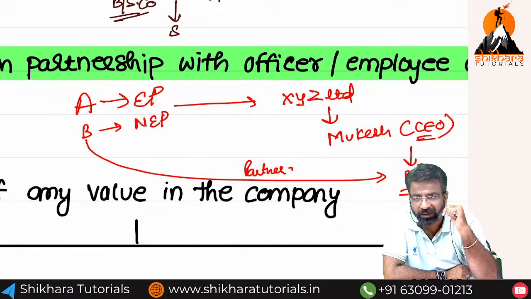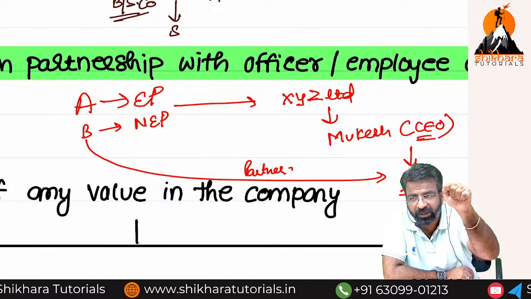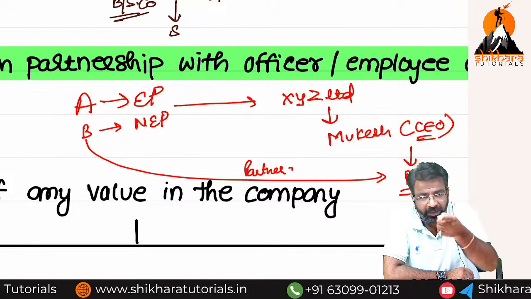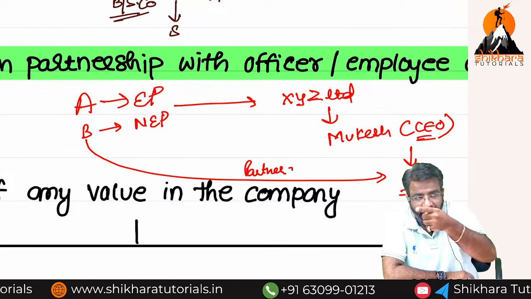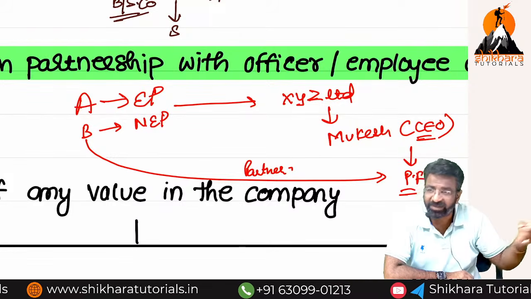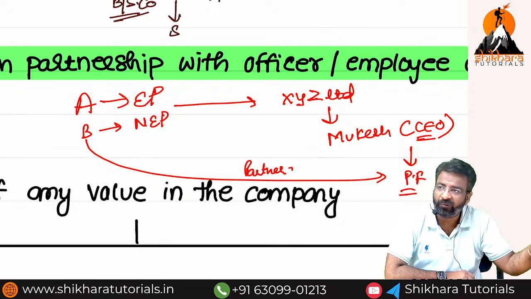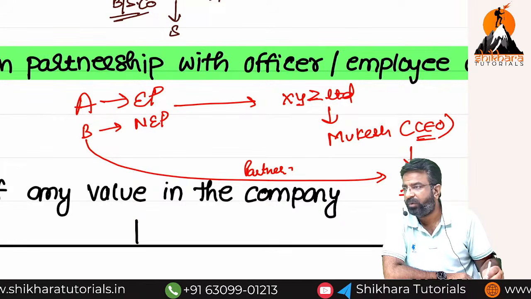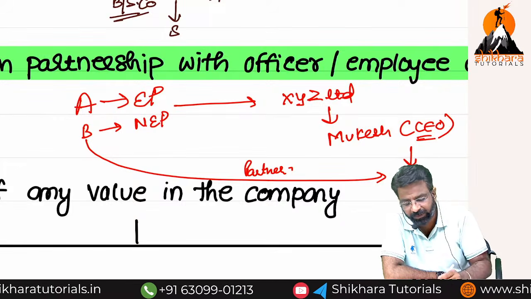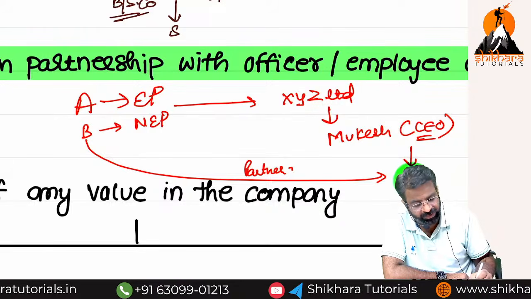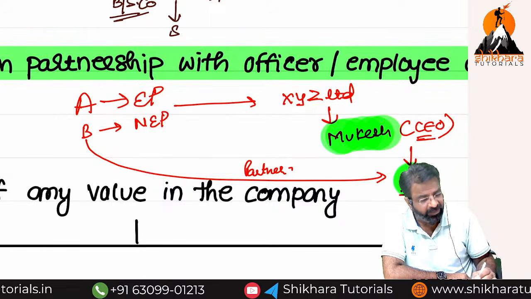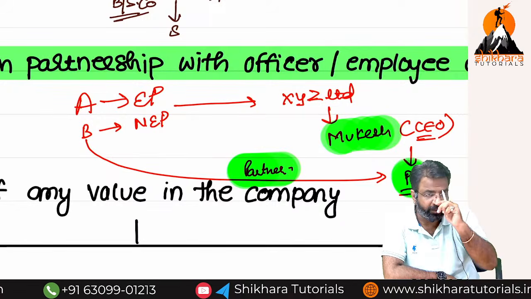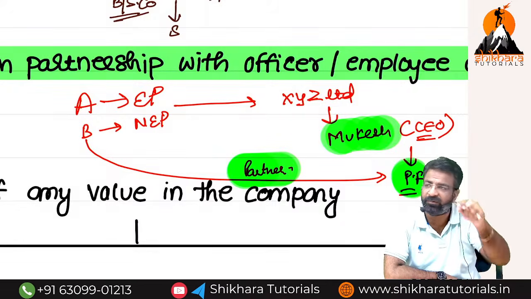Is my partner directly an officer and employee in my client company or indirectly? How? He entered into partnership with whom? Someone who is an officer and employee of my client company. Who is the officer and employee of my client company? Mr. Mukesh. Am I correct or not? And he has a partnership firm in which my partner is also a partner.